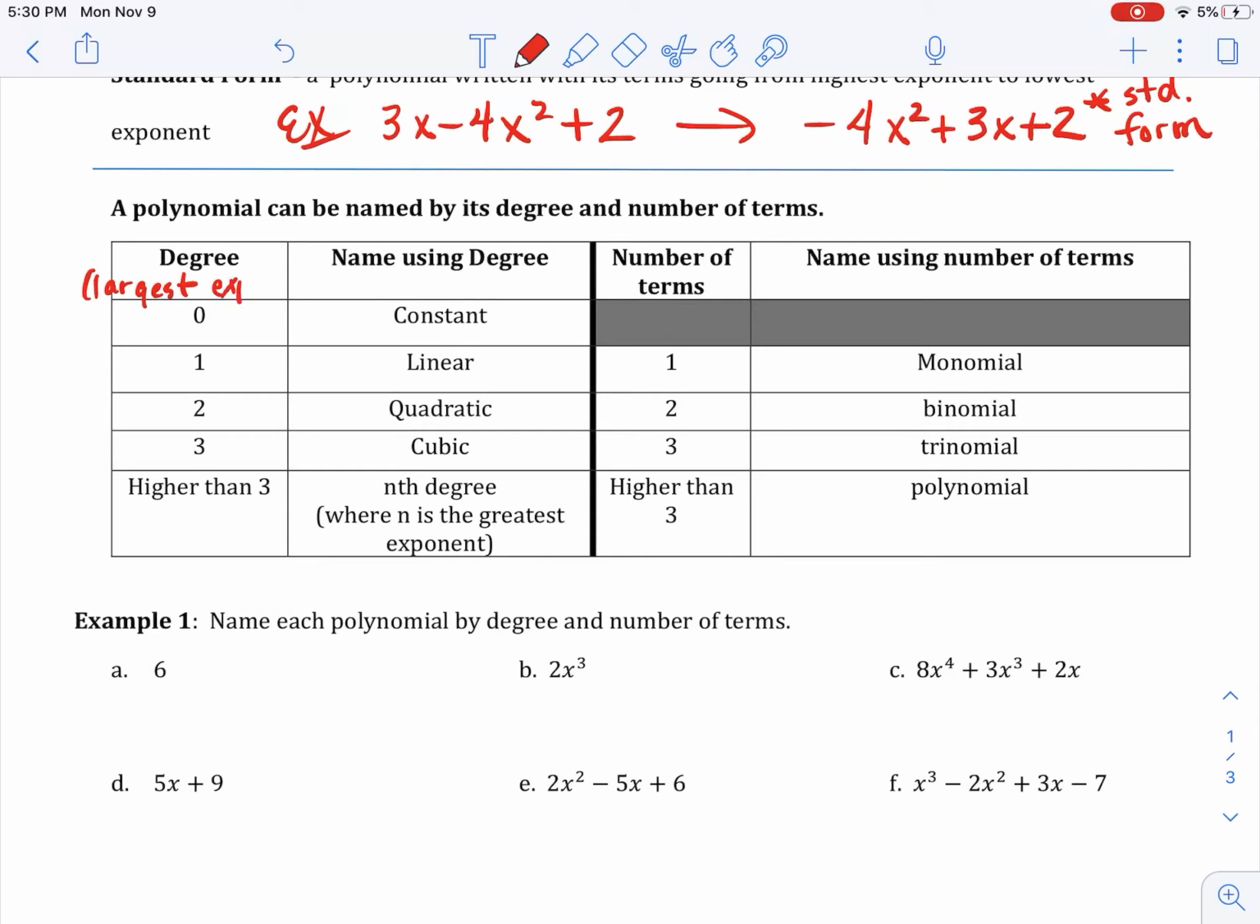So if we have an exponent of 0 or an exponent of 1 or 2 or 3, we give it a special name. So an exponent of 0 is considered a constant term. And we'll talk about that in a minute.